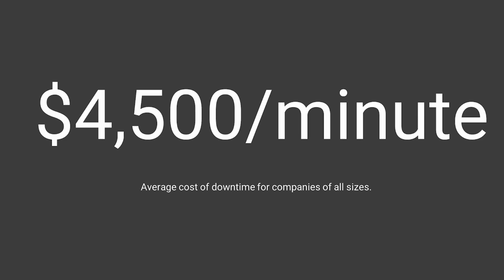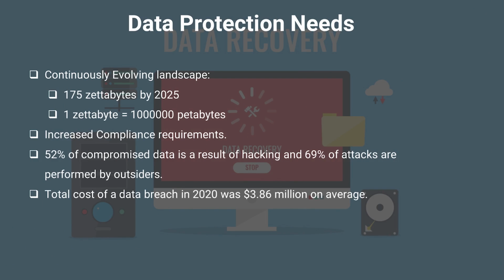How much does it cost? We have an average cost of downtime for companies of all sizes of around $4,500 per minute. That's actually how much this kind of event will cost us. Additionally, this is also challenging. Every year, data is growing, so it is difficult to keep track and to be protected against data loss. Those are some of the common challenges.